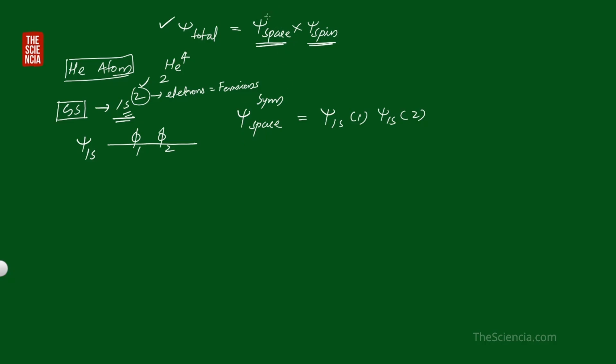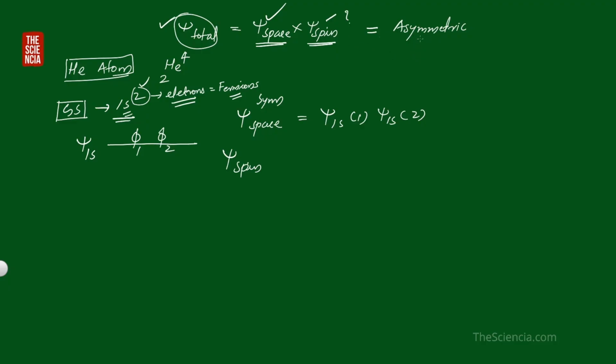Now we got the space part of the wave function. In order to find the total wave function, we have to find the spin part also. How can we find the spin part? Here we are discussing electrons, that is fermions, and earlier I told you a condition for fermions: the total wave function should be asymmetric. And for bosons, the total wave function should be symmetric, right?